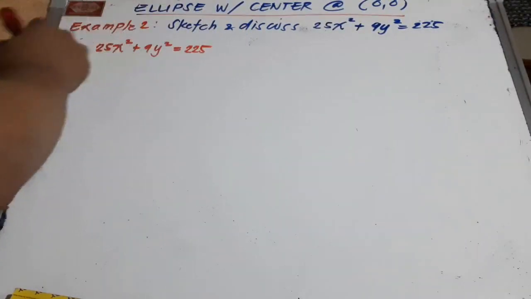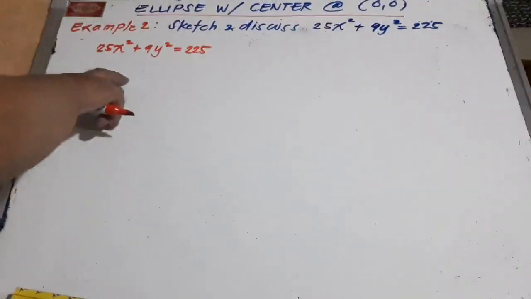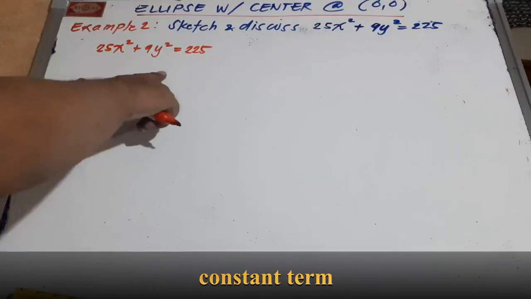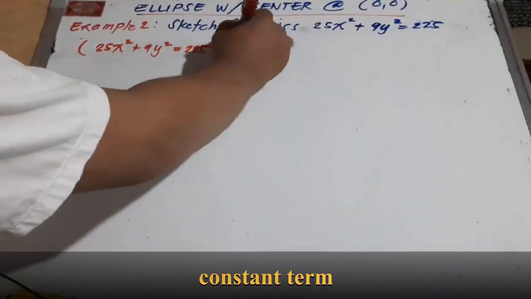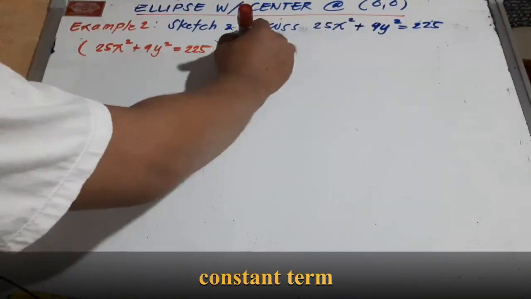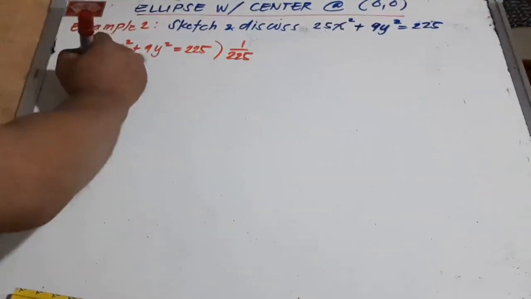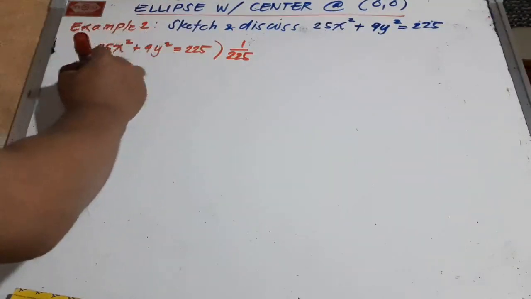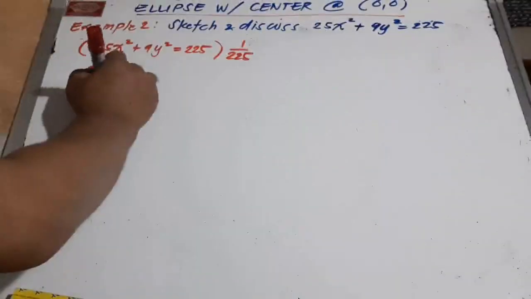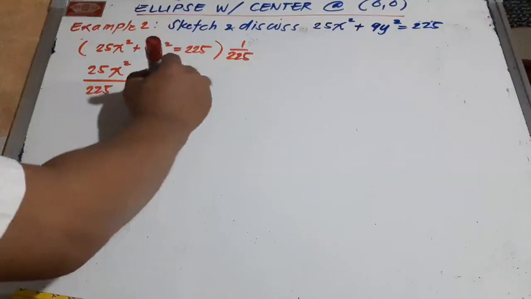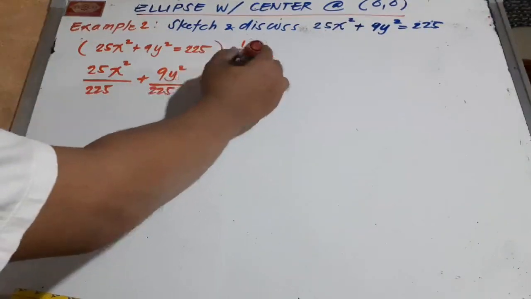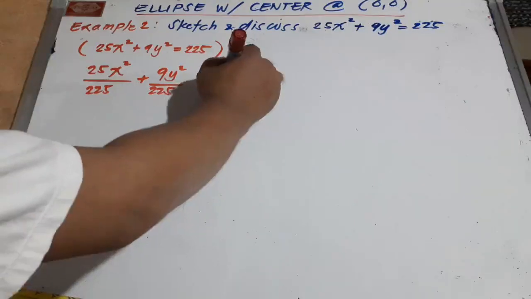So again, to convert this equation to standard form, dapat 1 yung constant dun sa right side of the equation. So, para maging 1 yon, we're going to multiply all of the terms by 1 over 225. So, that will be 25x squared multiplied by 1 over 225. So, that will be over 225 here. We have 9y squared divided by 225. And 225 times 1 over 225 is equivalent to 1.